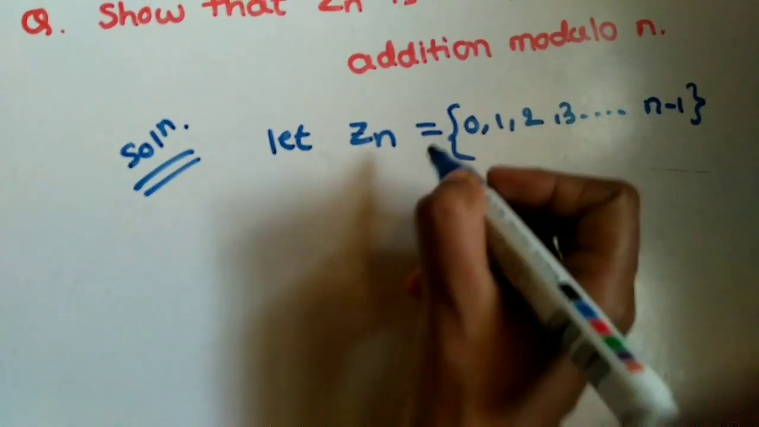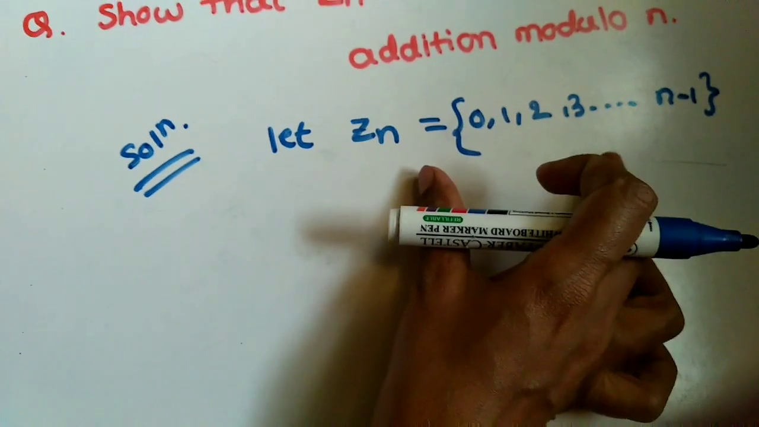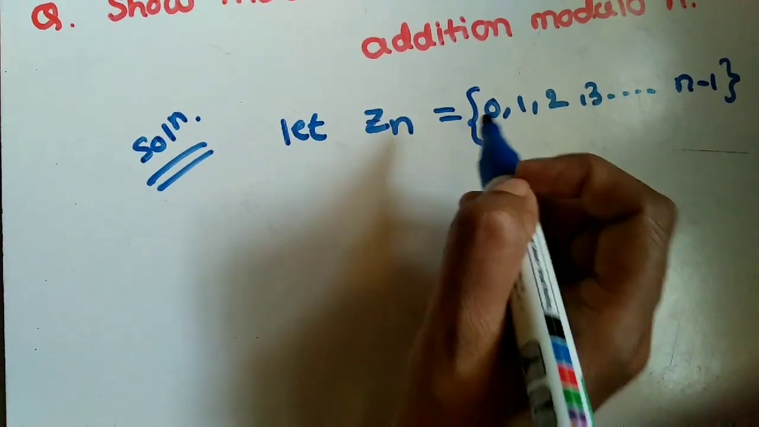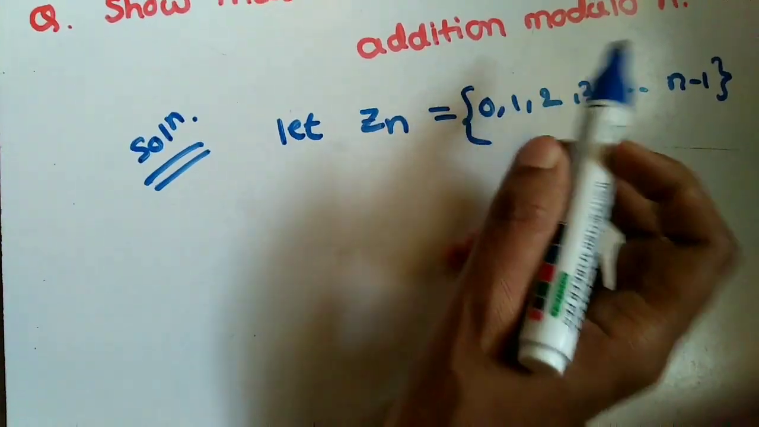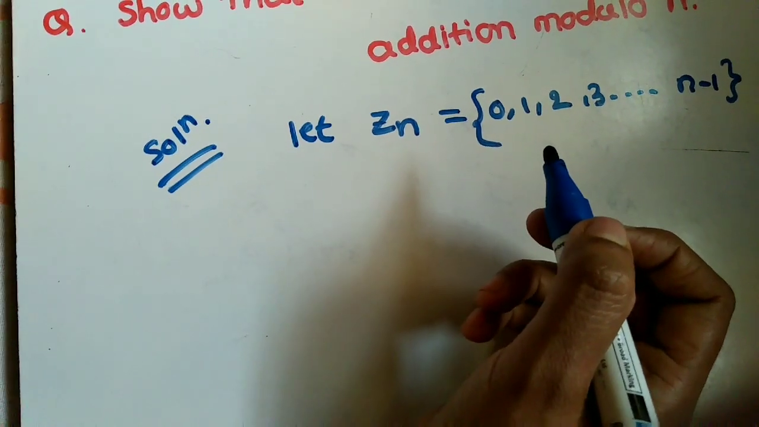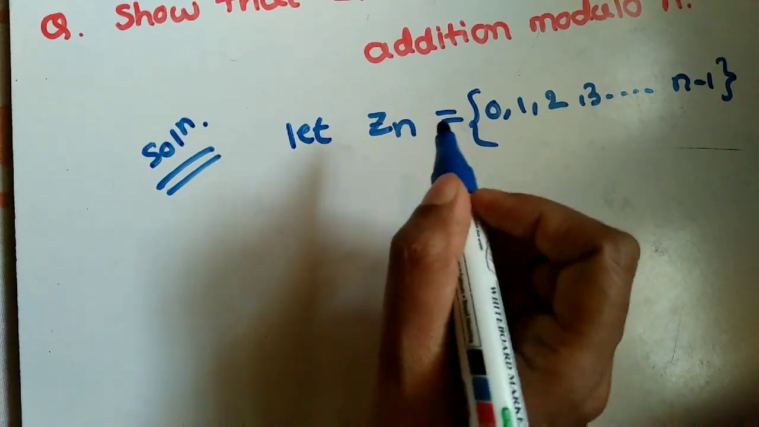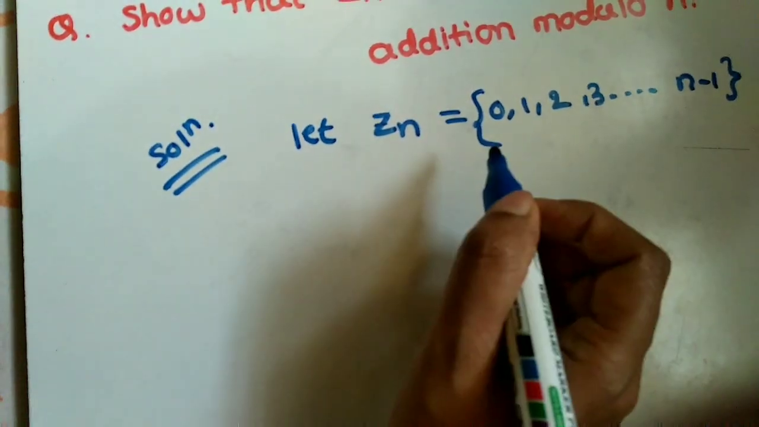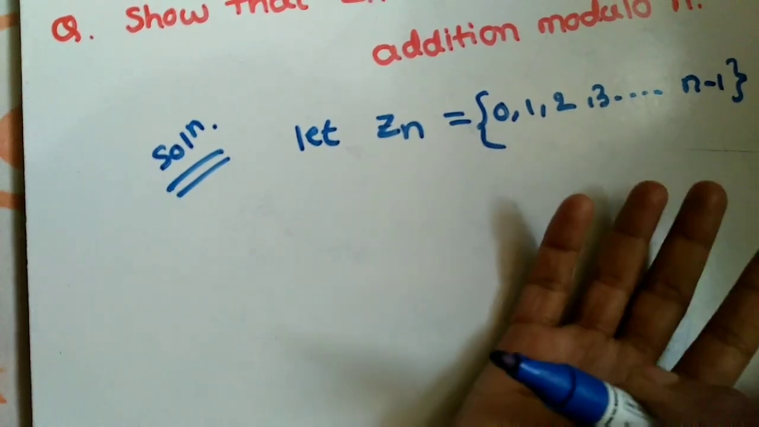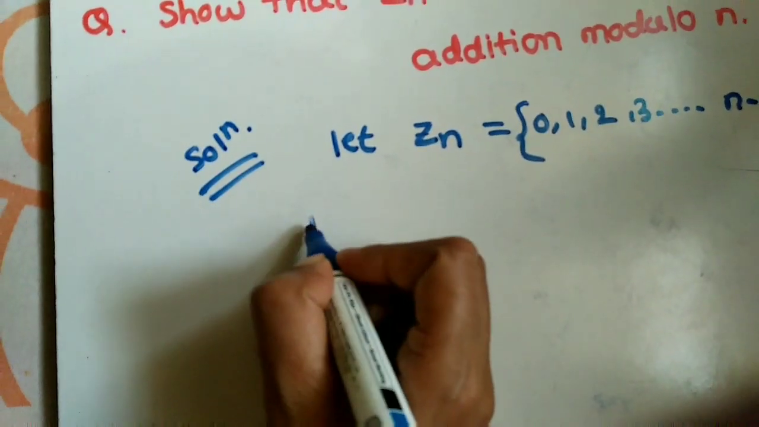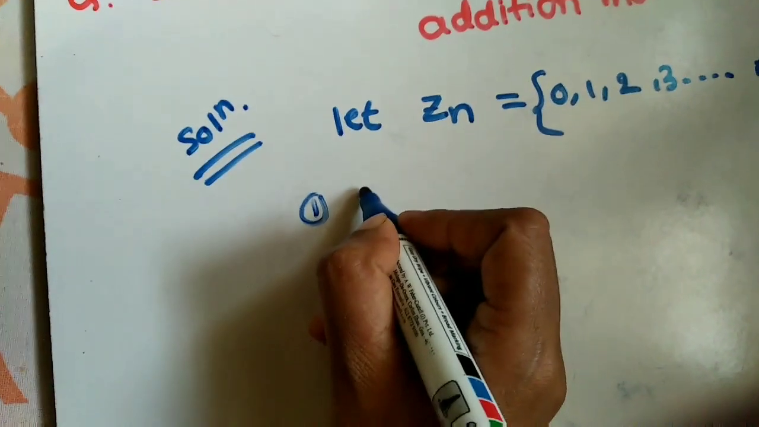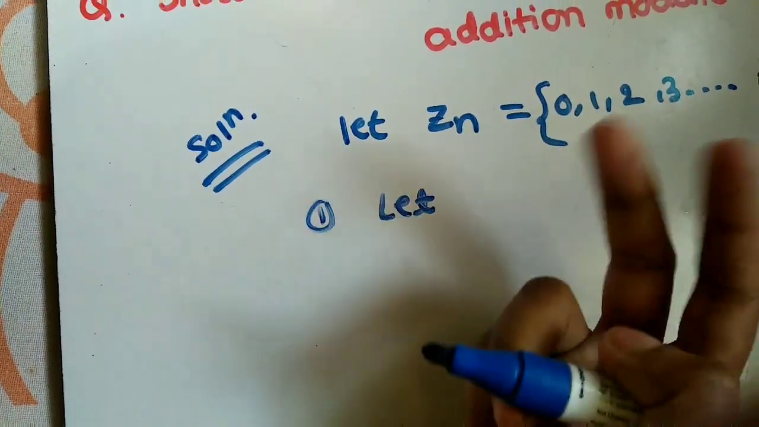Now this is my set, which is integers modulo n. We have to check whether this is a group or not with respect to addition modulo n. For checking a group, how many laws should be satisfied? If it is a group, then 4 laws should be satisfied: closure law, associative law, identity law, and inverse law. I am going to check my first law, the closure law.